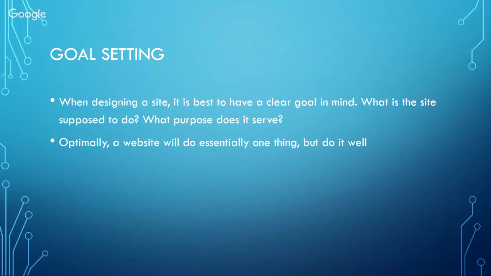And optimally, a website will do basically one thing, but do it very well. If it's trying to do more things than it was originally designed to do, or too many different things, you may end up being a jack of all trades, but a master of none. And in this case, that is not preferable.